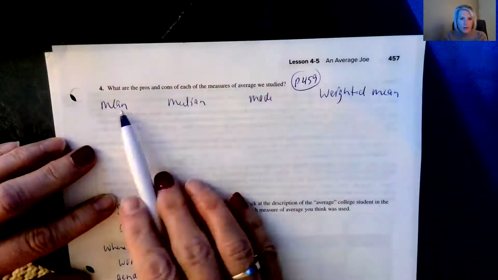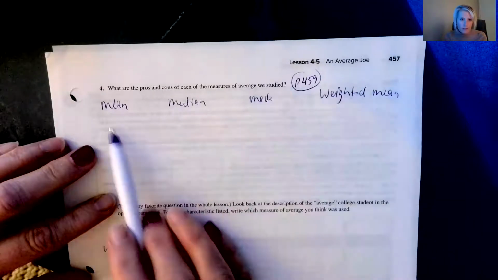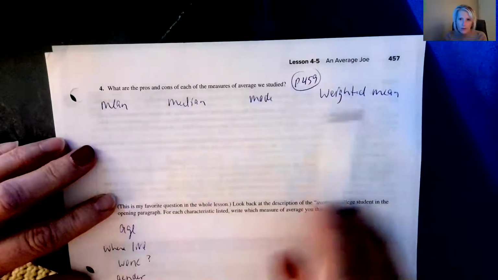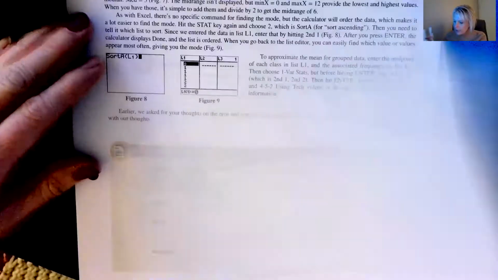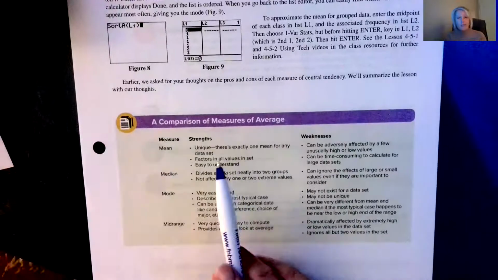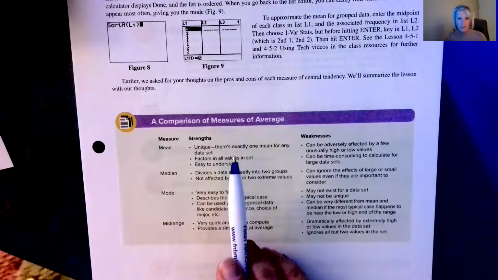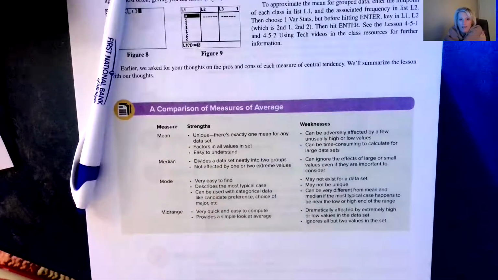Page 457 says, what are the pros and cons of each of the measures of average we studied? So there was the mean, the median, the mode, and the weighted mean. If you turn to page 459 in your course pack, they actually summarized each of them for us. So the mean is unique. There's exactly one mean for any data set. It factors in all of the values in the data set. It's easy to understand.